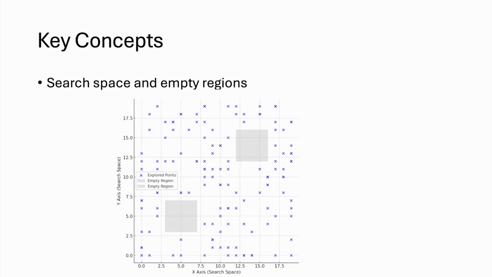Search space and empty regions. As discussed before, the search space is the vast landscape of possible configurations. However, not all areas are equally explored. Many remain empty simply because they haven't been tested yet. These empty regions might hold better solutions than what has been previously discovered. We call these solutions empty space configurations, ESCs. The ability to discover these makes empty space search a powerful tool for innovation.